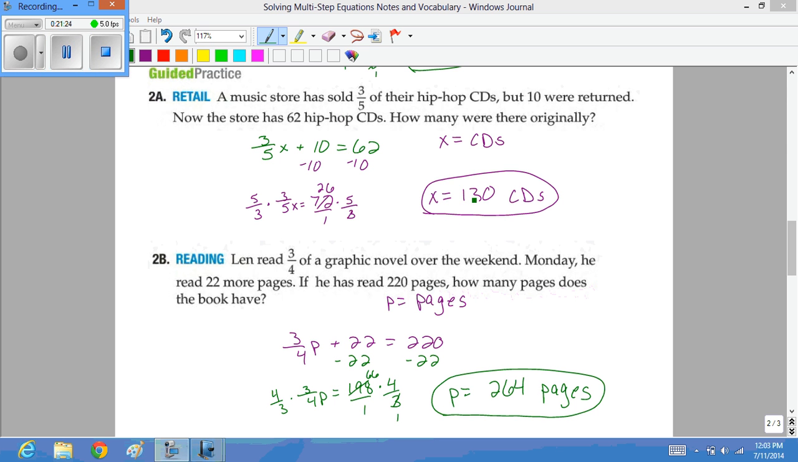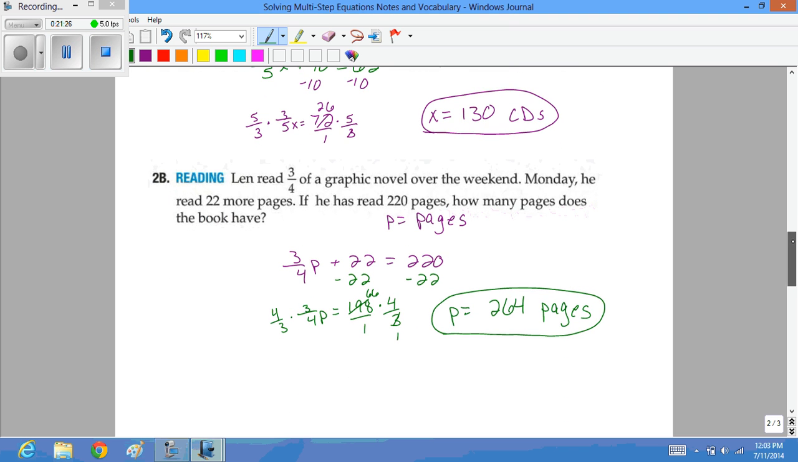Okay, looking at 2B, we have 3/4 of a graphic novel. So 3/4 of the pages, 3/4 P, and then he read 22 more pages. So I had to add 22 onto that. Again, he has read, so has is my equal sign, 220. How many pages does the book have? So I just worked backwards on that one.